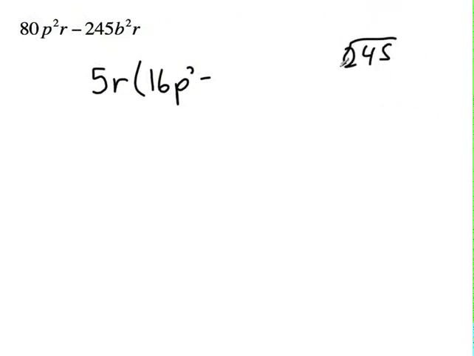now this next one, 245 divided by 5. 5 goes into 24 4 times, 4 times 5 is 20. And then 5 goes into 45 9 times, so this is going to be 49b squared.